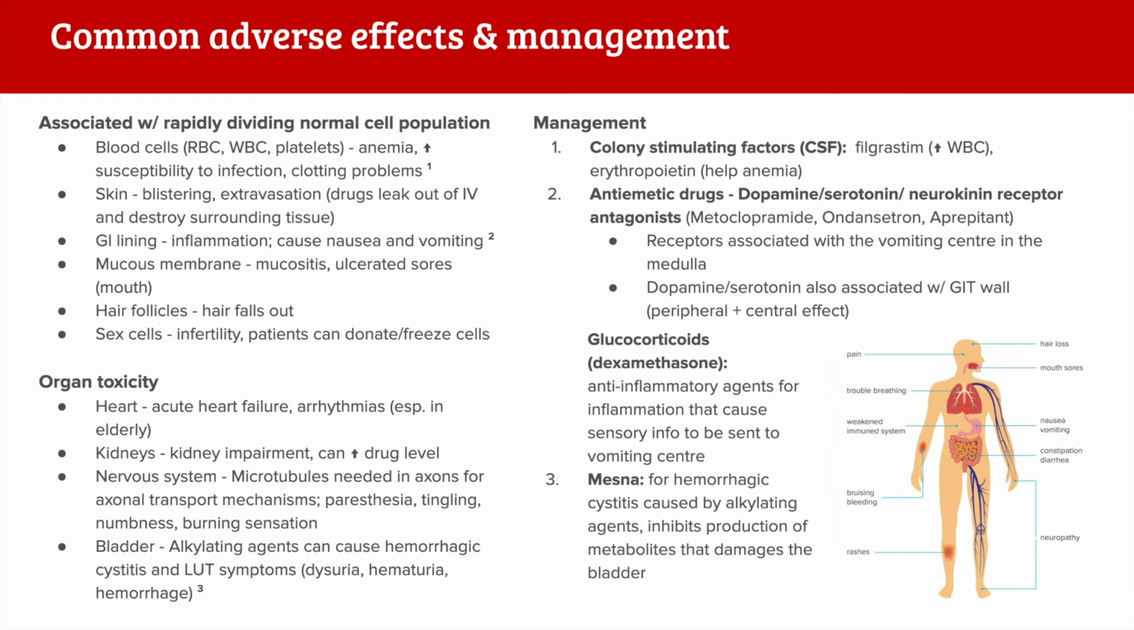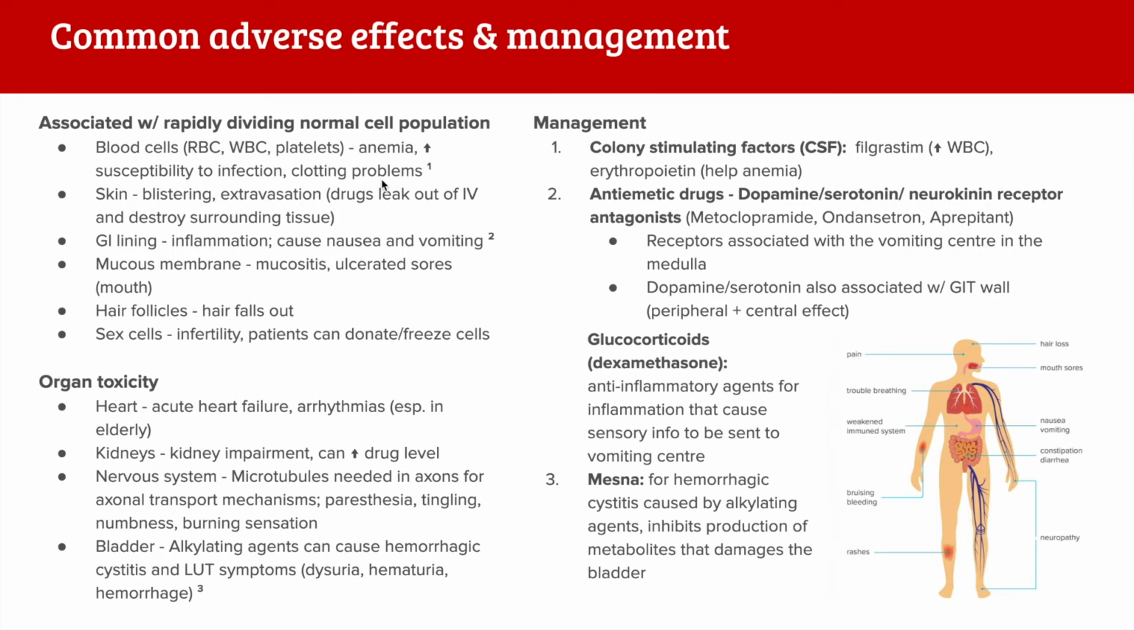So the common adverse effects of anti-cancer drugs are these, and this is a diagram to show some of them. Some can be associated with rapidly dividing normal cell populations. Remember how I mentioned at the start that some of our normal cells also have really rapid turnover rates, and they can be affected as well. Other effects are associated with organ toxicity. The rapidly dividing normal cells are our blood cells: red blood cells, white blood cells, and platelets. If we have lower red blood cells, we have anemia. If we have lower white blood cells, we have lower immunity and are more susceptible to infections, and lower platelets means clotting problems as well.